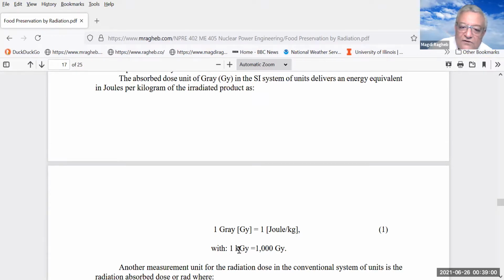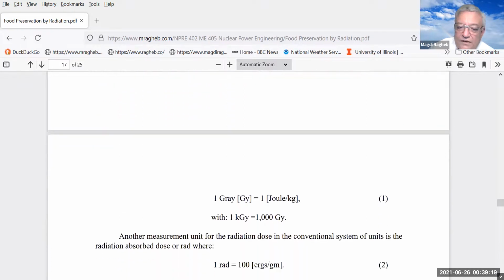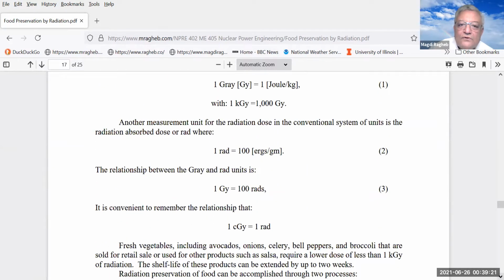And 1,000 gray is what we call 1 kilogray. And you'll find that depending on the dosage, let's say 7 kilograys for frozen meat, 4 kilogray up to 7 kilogray can sterilize the meat from any kind of bacteria that would cause harm.